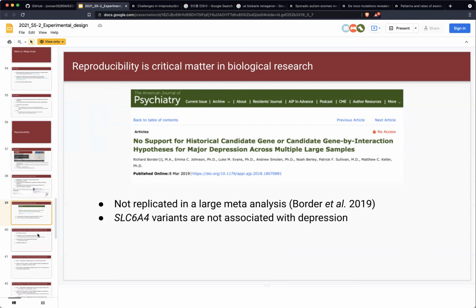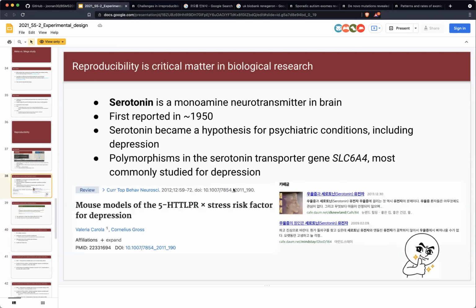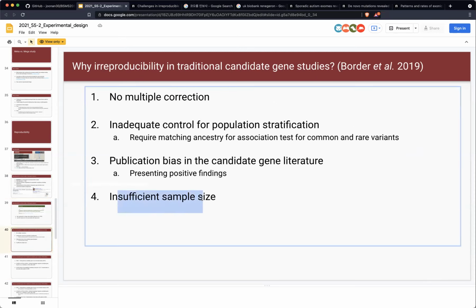So why is this happening, right? The first thing is, at the time, people didn't use multiple testing correction in their experiments, and people didn't care about population stratification, right? Another reason is that they chose the hypothesis at the first time, the serotonin gene, and they kept focusing on that gene. They didn't take up other genes for their hypothesis testing. So there's a publication bias, right? And also early studies, in the 90s or 2012, at the time, we didn't have enough sample size, right? So these things were not replicated.